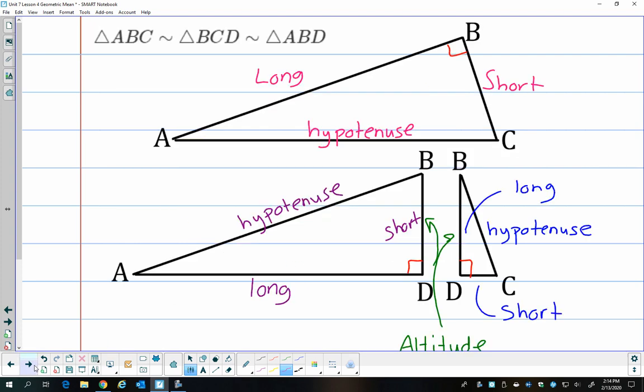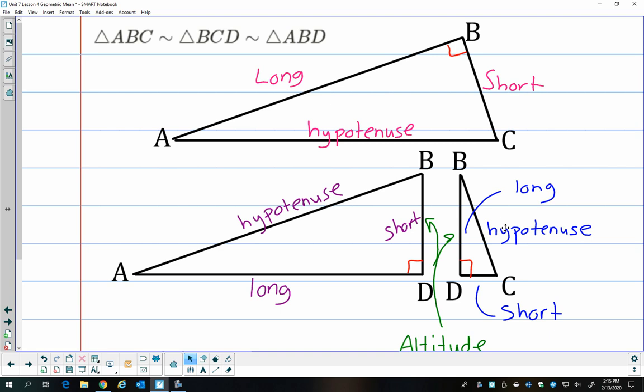And so on this page here, I've pulled those triangles apart. And this might look a little bit like a mess right now when you start looking at it right away. But here's my original triangle, triangle ABC. And here's one of the smaller triangles. I'm going to call it the medium triangle, ABD. And then here's the smallest triangle, BCD. And in each of them, you have a hypotenuse, and you have a short leg and a long leg.